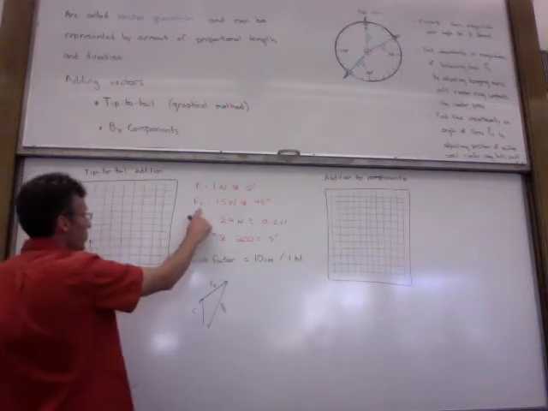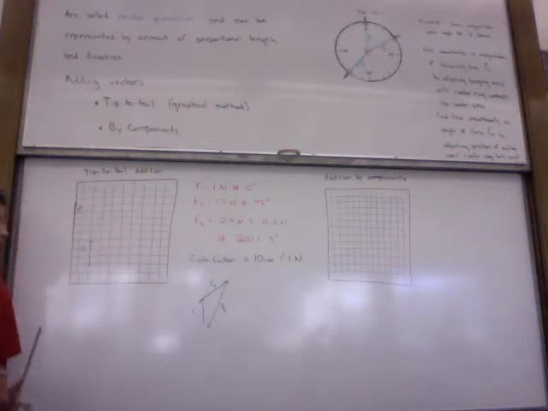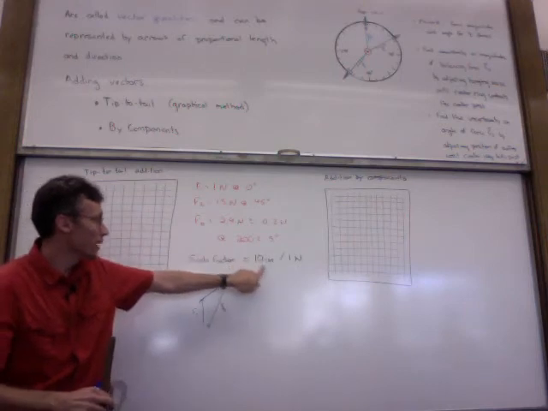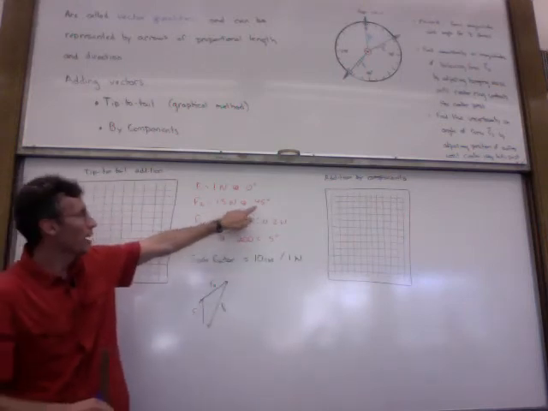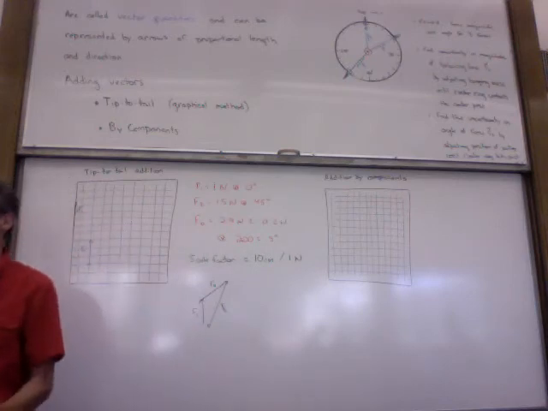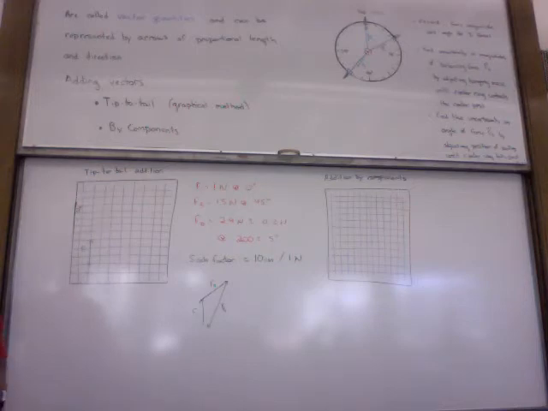Next, I want to draw force 2. It's 1.5 times as long, or 1.5 newtons times 10 centimeters per newton is 15 centimeters. And it's at 45 degrees. So I need a protractor. There are protractors available up here. I'll pass them out as you're getting started.